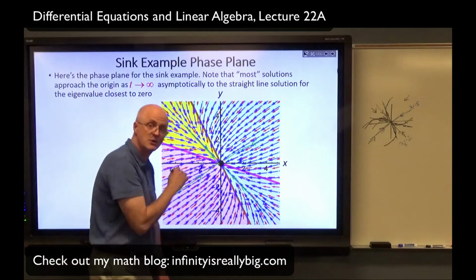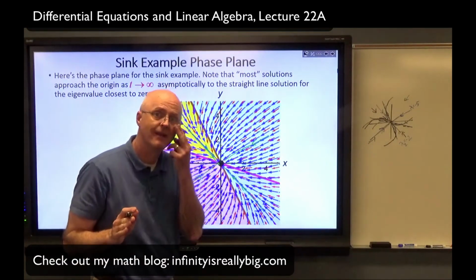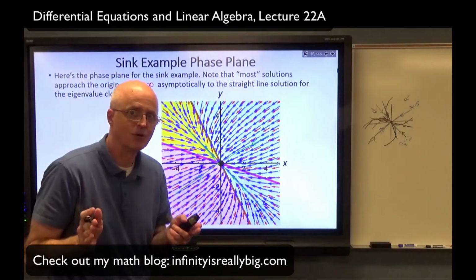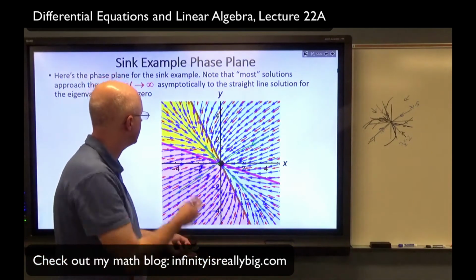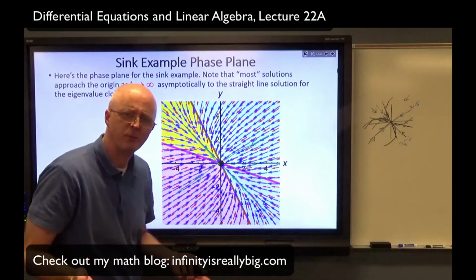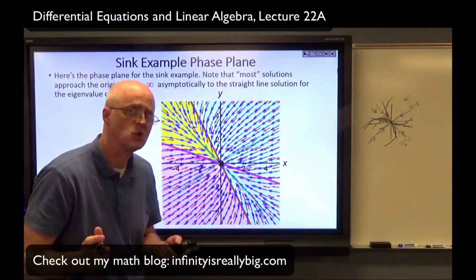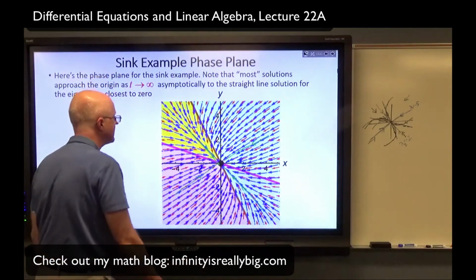Those are straight line solutions, not the same as the nullclines, right? The nullclines are not straight line solutions. They only help you draw the picture. That's the purpose of the nullclines that I've got in brown and pink here. They only just help you draw the picture. They are not solutions. Make sure you don't make that mistake.